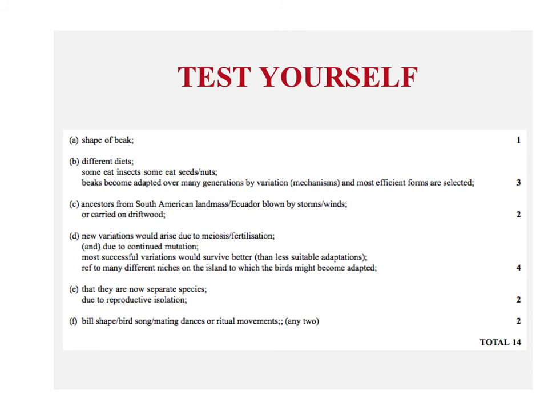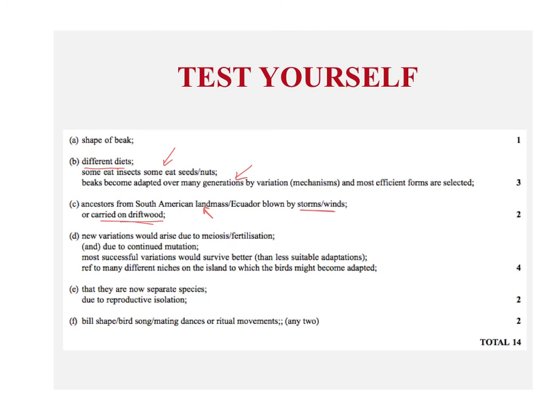So the differences that you should have seen are the shape of the beak, and this is because of their different diets. So you could have said that some eat insects, some eat seeds. I'll accept if you'd said some eat things like cacti. And the beaks become adapted over generations by variation mechanisms. Now the way that those finches could have got there is that they have come from the South American landmass. Remember, it told you in the question that it's about 600 miles from South America. And you could have mentioned that they've flown there, but 600 miles is a long way to go. So realistically, we're looking at storms or winds, or that they're carried on driftwood, so carried through something floating in the sea.